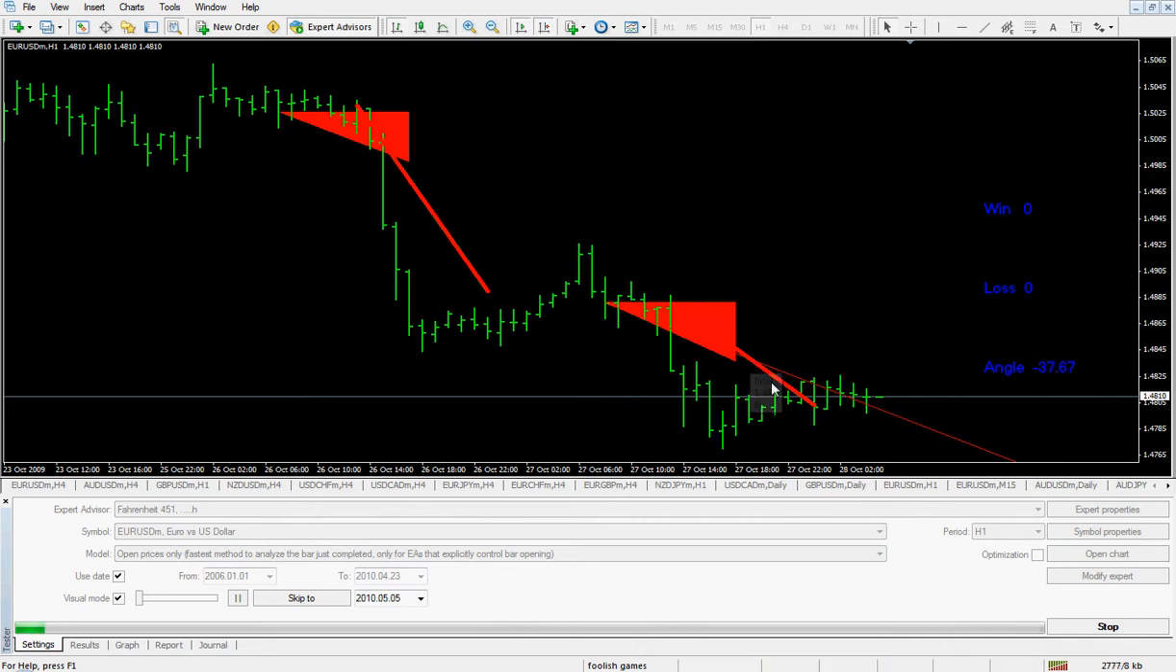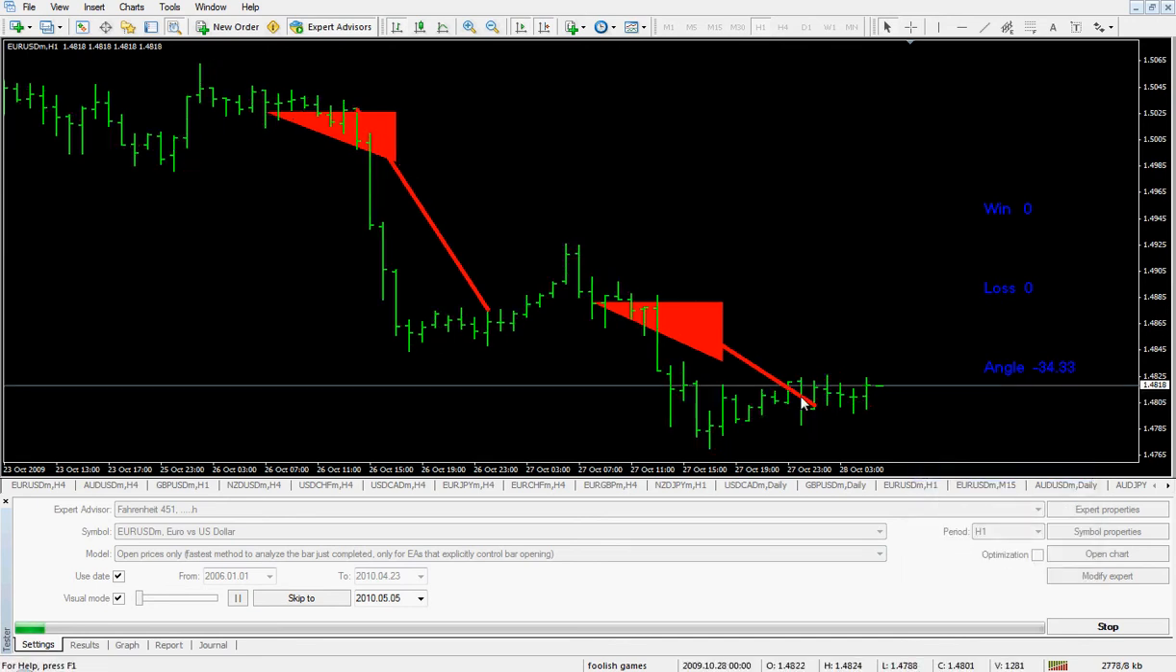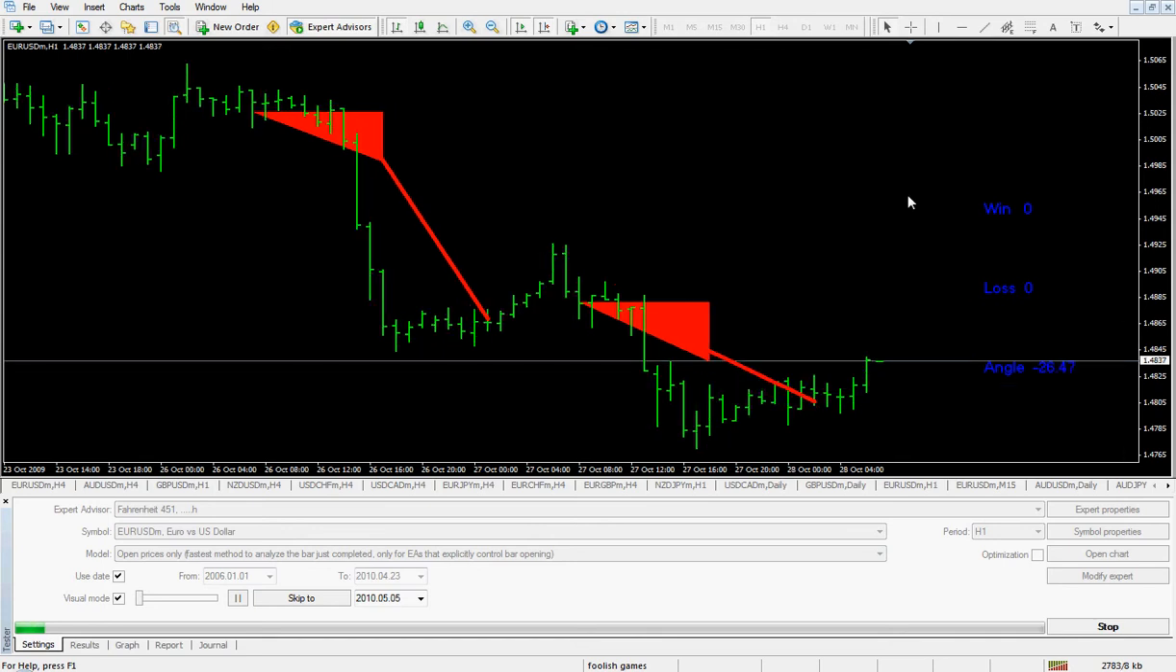This line right here, let me get rid of that trend by angle. That line right there is 34.3 degrees right now. That's what we're going to be measuring. That's what's going to be placing the trades. When that line hits a minus 50, we will buy. When it hits a plus 50, we will sell. I just used 50 as an arbitrary figure. You can use anything you want. You can back test it.